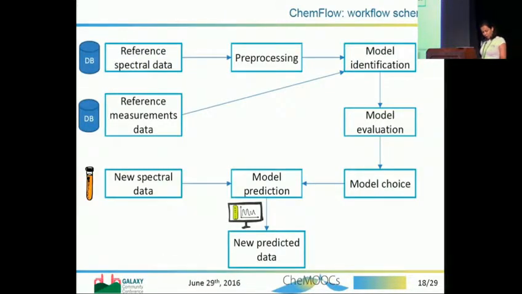Before I show you a very sexy workflow under Galaxy, I will explain this schematic version. Firstly, we take spectral data, then we apply a preprocessing on this data in order to obtain an identification model. Then we evaluate this model regarding its parameters. If it's convenient, we are able to predict new data for a given new spectral entry.